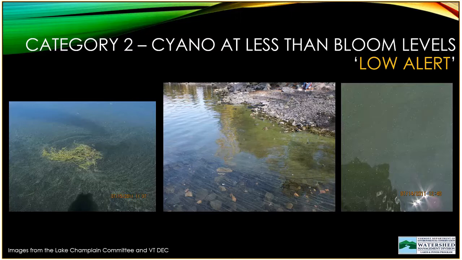They're not accumulating at the surface. They're kind of giving the water an overall general greenish color. This is also something people should be aware of, because when the wind and waves die down, then those cyanobacteria may be able to accumulate and gather at the surface. So we do use the low alert category to give an indication that there may be cyanobacteria conditions of concern in this area, and that you should be careful where you choose to recreate and avoid contact with cyanobacteria wherever you see them.